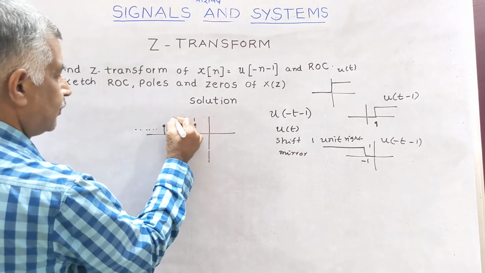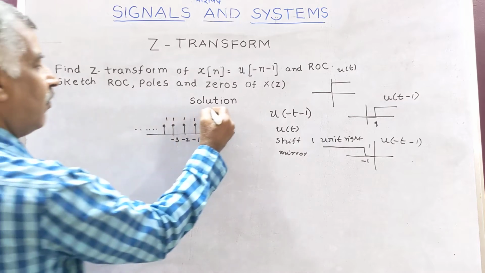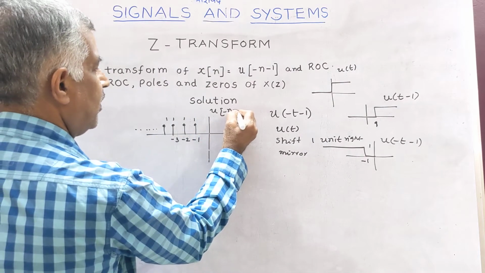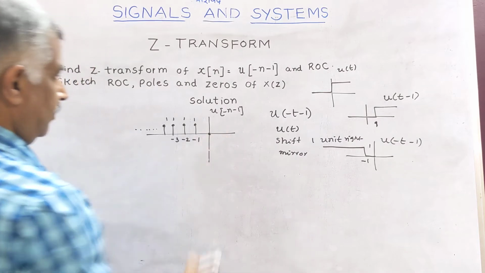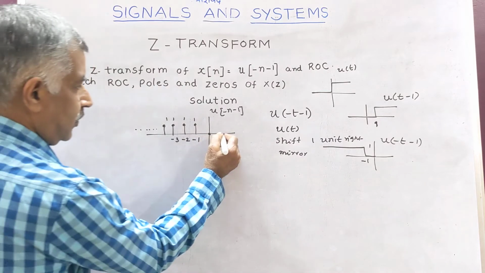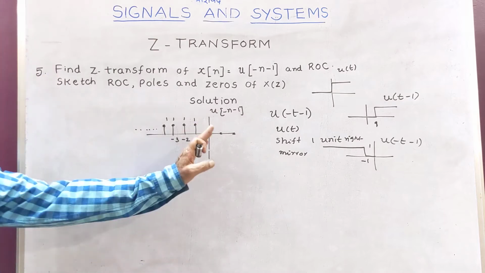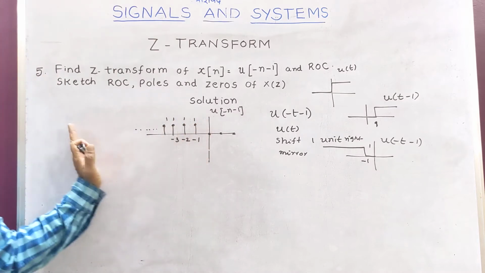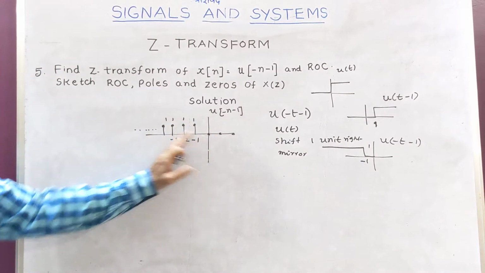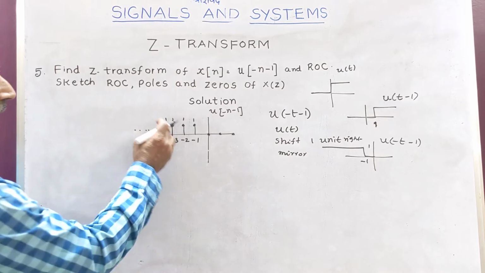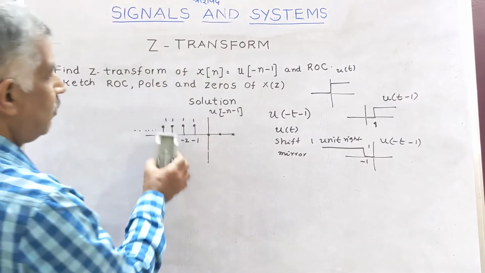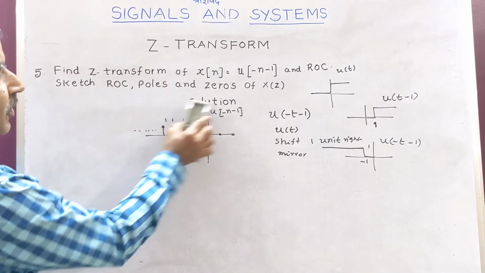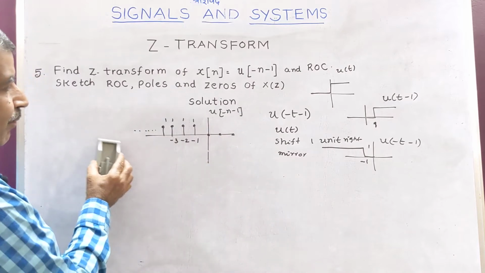This is what u of minus n minus 1 is. Here also it is zero for n from 0 onward, and only for negative values of n, from minus 1 backwards, its value is 1. Now we have to find the Z transform for this. I hope students have understood u of minus n minus 1.